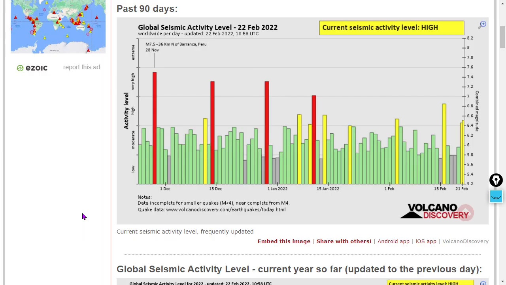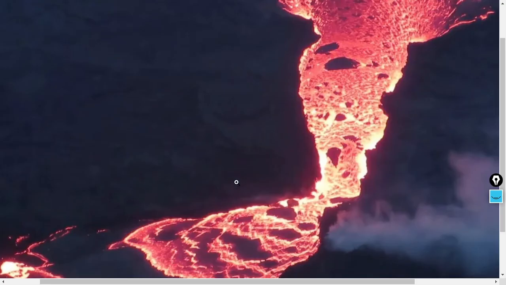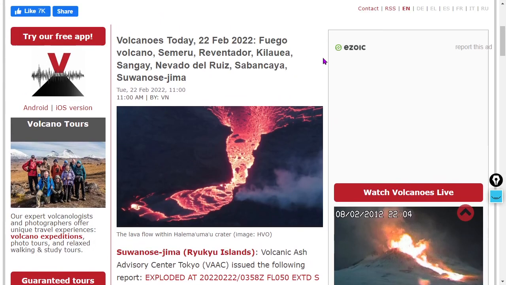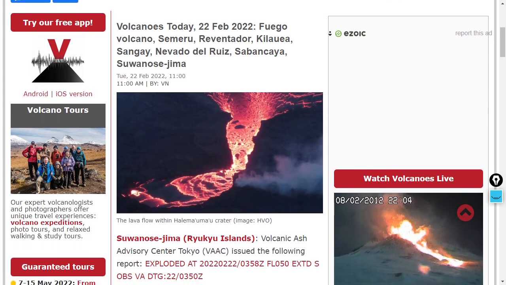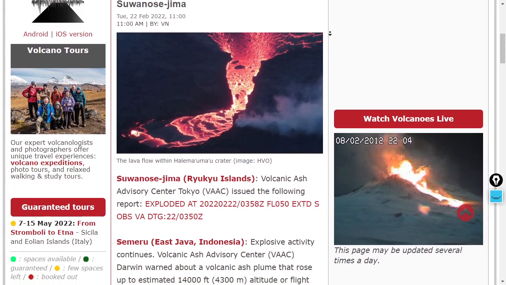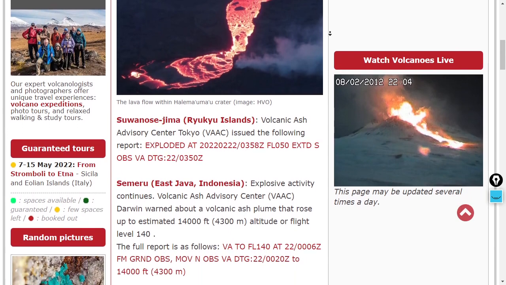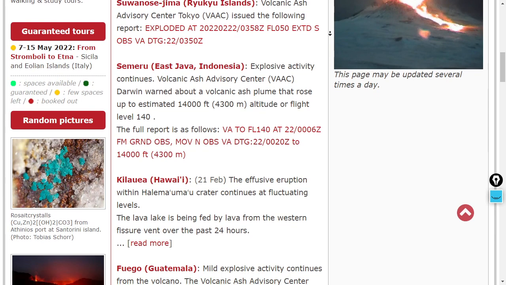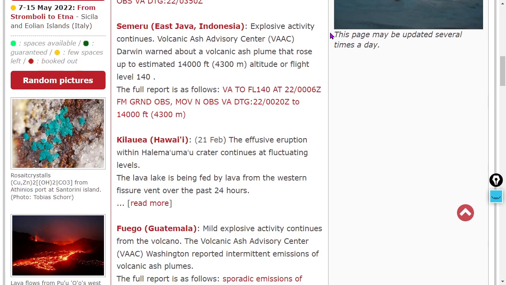Here's a recap. There's the past 90 days in a convenient bar graph form, courtesy of Volcano Discovery. Let's see what volcanoes are erupting. Check it out, it's a lava flow in the Halema'uma'u crater, part of the Kilauea magmatic system. That's lava. Magma would be underground. Maybe that is underground, I don't know. Magma, underground lava; lava, above ground lava. Suwanosejima is erupting, flight level 050, a 5,000 foot plume of volcanic ash. Semeru, flight level 140 as it explodes, producing a 14,000 foot volcanic ash plume over East Java, Indonesia.